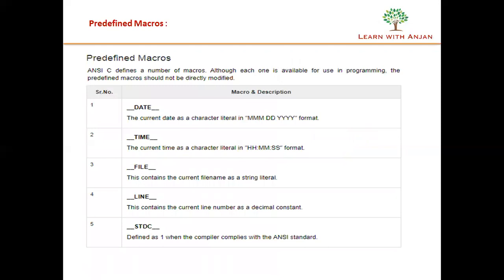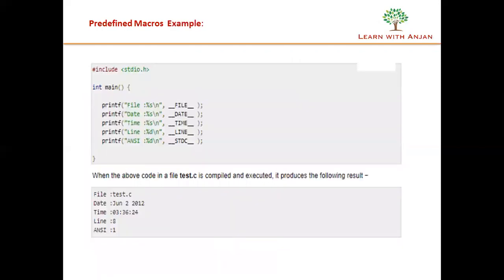These are some predefined macros: __DATE__, __TIME__, __FILE__, __LINE__, etc. You can also try to print their values. For example, __DATE__ will give you the current date.